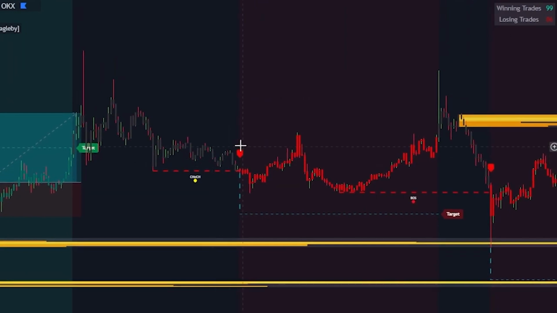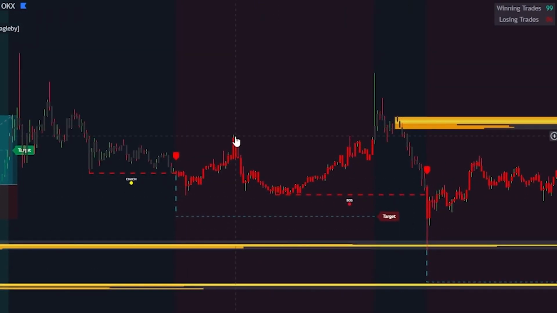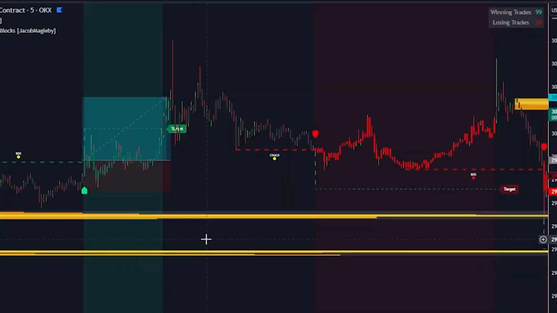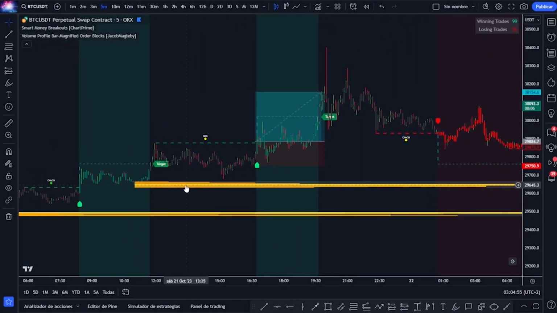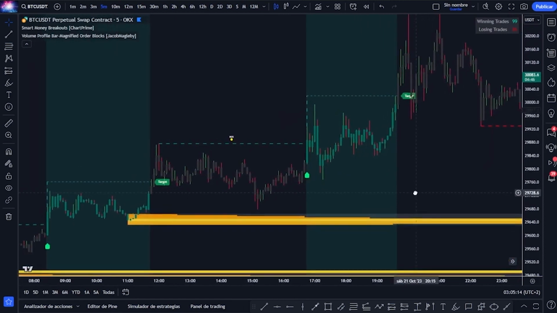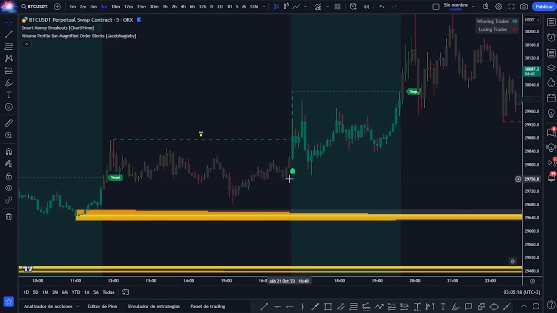As you can see in this case here where we should enter short, although later again the price does end up reaching that area, first we would have closed our stop loss. So we have added that other indicator of the volume profile, because we will only enter those trades where the signal that marks the smart money indicator comes after a rebound in an area near one of these order blocks.